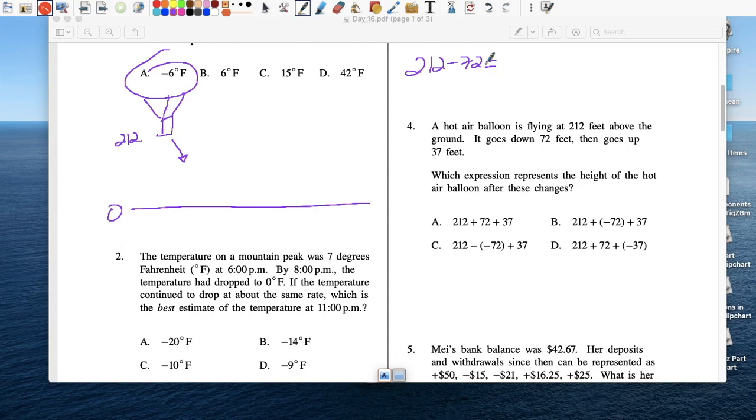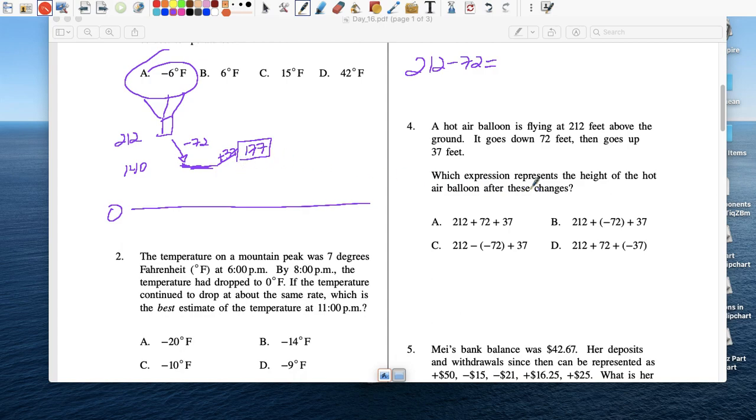212 minus 72. It goes down to 140. So if it drops 72, it is now at 140. Right, so the balloon comes all the way down here. And then it goes up 37, and then from 140 it's plus 37. So 140 plus 37 takes us to 177.